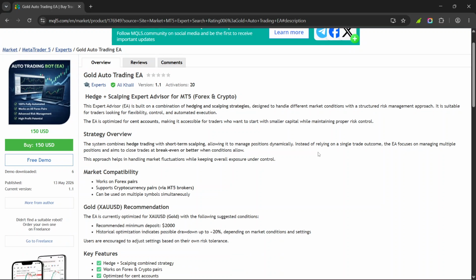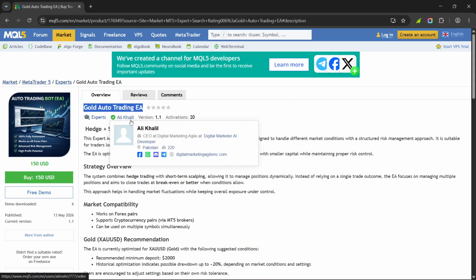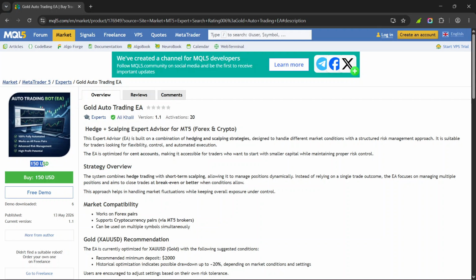Today we're taking a close look at the Gold Auto Trading EA by Ali Kazi on MQL5. This EA is priced at 150 bucks and markets itself as a hedge plus scalping expert advisor for MT5, focused especially on gold. It looks promising on paper for smaller accounts, but as always, we're gonna dig in, test it, and see if it actually delivers. Stick around because the backtest results might surprise you.